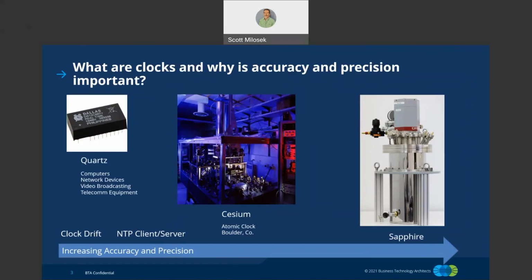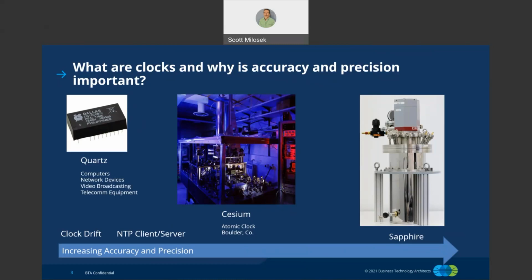So before we talk about timing protocols, let's understand what clocks are and why accuracy and precision in clocking is important. Clocks are just that, clocks. They keep time, and they keep time based on the vibration of a material. Usually it's quartz, but there are atomic clocks built around cesium and strontium. And recently, a clock has come out that's built around sapphire.